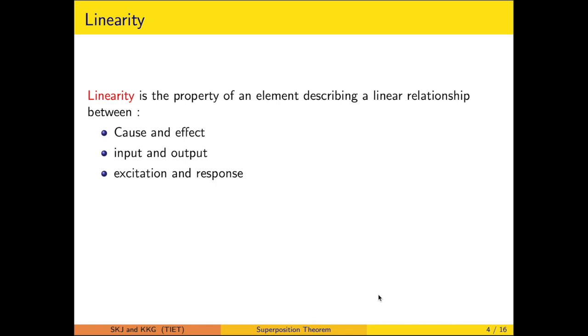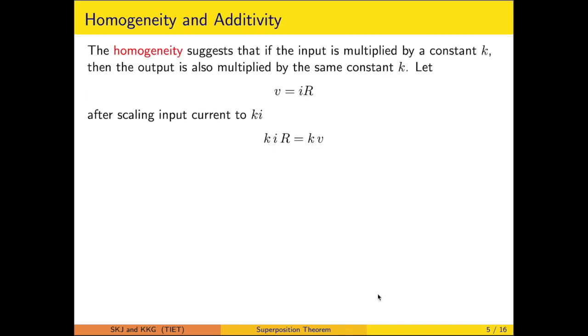Linearity is the property of an element which is having a linear relationship between the input and output. So the input and the output are defined by different terminology, like the cause and effect, excitation and response. So there has to be a linear relationship. Now there are two main characteristics of this linearity, that it should satisfy the scaling or homogeneity property and the additivity property. It suggests that if the input is scaled by a factor, then the output will also be scaled by the same factor.